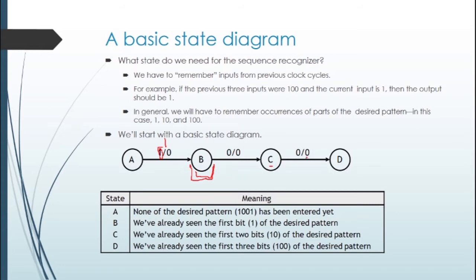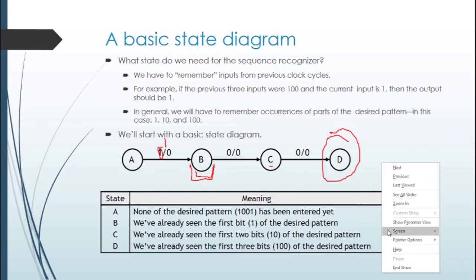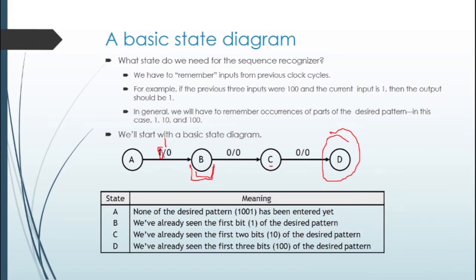Similarly, after that we have got another 0. If we have got 1 0 0, it means we are in state D. So this is the last state. We can actually look at this state diagram. From this state diagram you can see there are arrows, and on top of the arrows there are some numbers. These numbers represent the inputs and outputs.